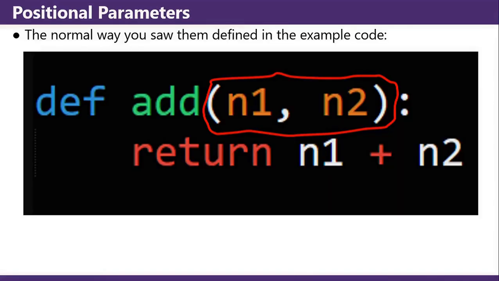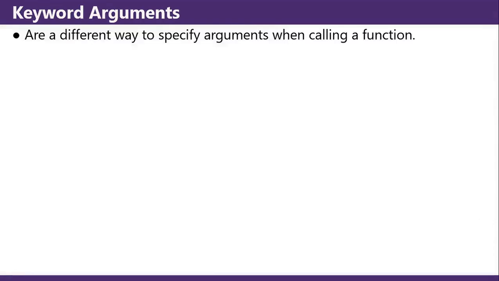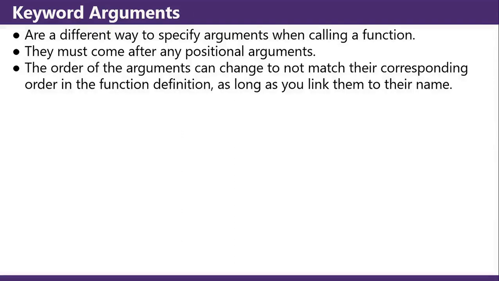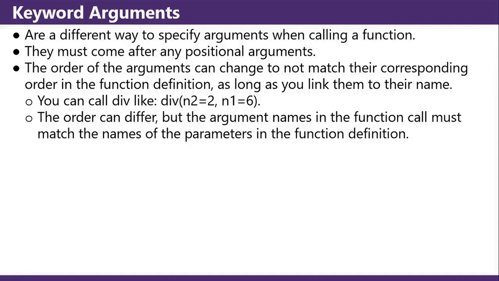Positional parameters. The normal way you saw them defined in the example code. The n1 and the n2 are positional parameters. Keyword arguments are a different way to specify arguments when calling a function. They must come after any positional arguments. The order of the arguments can change to not match their corresponding order in the function definition, as long as you link them to their name. You can call div like div n2 equals 2, n1 equals 6. The order can differ, but the argument's name in the function call must match the name of the parameters in the function definition. The n1s and the n2s must match up, in other words.